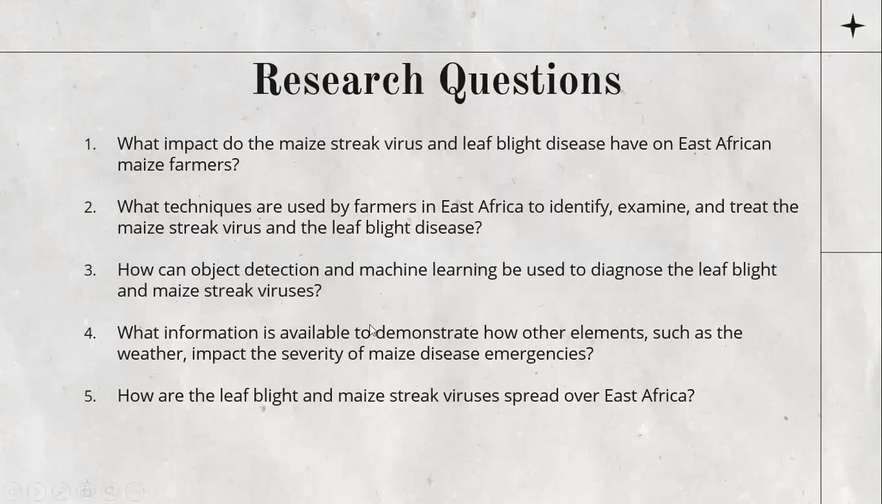We also want to know what information is available that can be used to demonstrate how other elements like weather or the region impacts the emergence of this maize disease, how these maize diseases are dispersed all around the East African region, and how the leaf blight and the maize streak viruses are spread over East Africa.